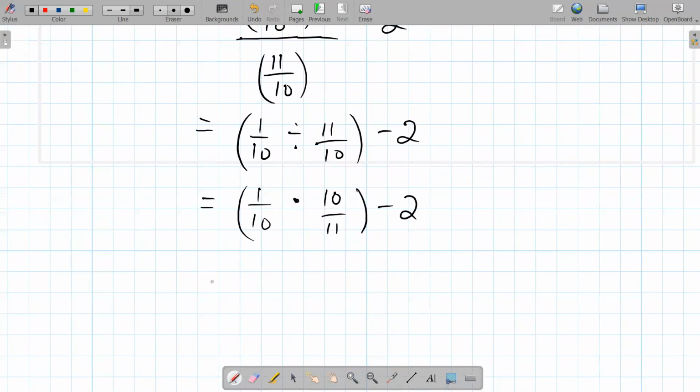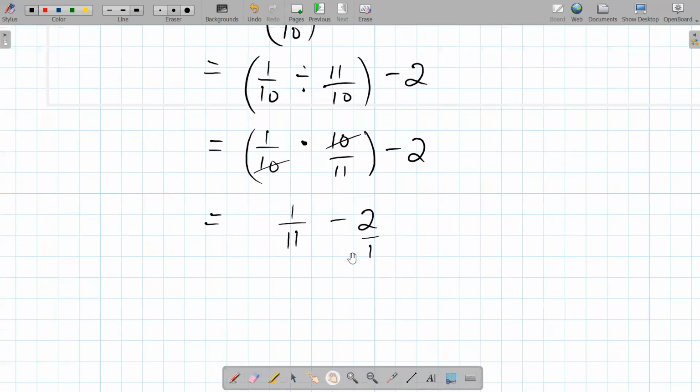And then all that we do is we check to see if we can cross stuff out or reduce the fraction. And then after we are done that, we just multiply across numerator, denominator, and we are done. So I can cross out this 10 here and that 10 here, and I'll be left with 1 over 11 minus 2. Again, this 2 is a whole number, so I can divide this by 1. And once I divide by 1, I need to get an LCD. The LCD is going to be 11. Okay, here the LCD will be 11.